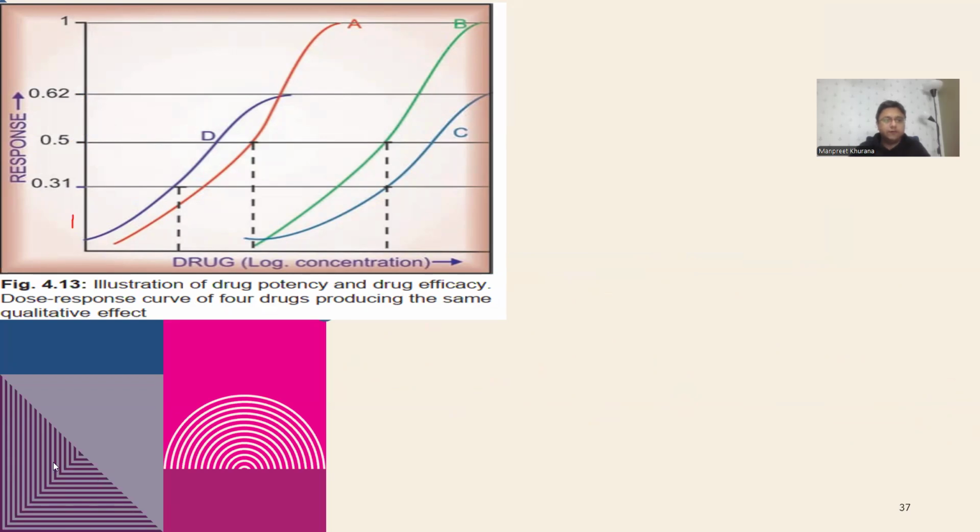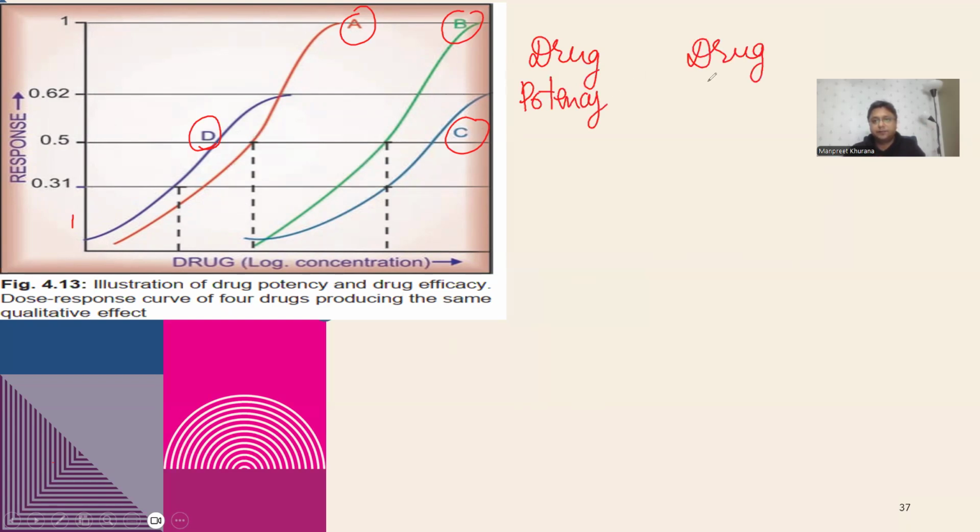Now, if we talk about these plots, now let's discuss. If you see, there are 4 drugs here: drug A, drug B, drug C, and drug D. This is the log concentration of the drug, and the y-axis is the response, right? Why we are taking log concentration, we already know, because of the fractional change. Now, in this graph, we will understand there are 2 things: drug potency and drug efficacy.